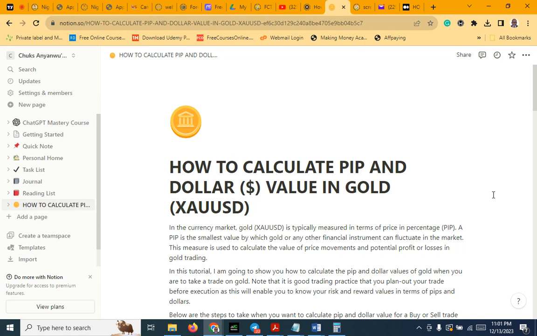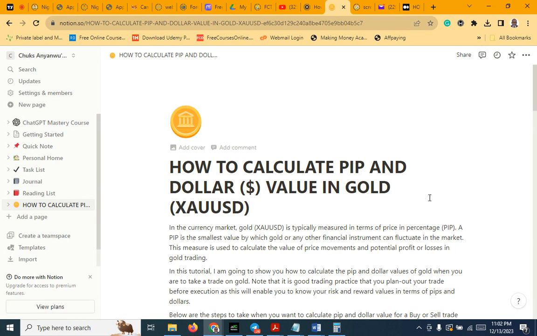not about the trades. I'm going to do a separate video to review what has happened in the past couple of days on gold. But today, the topic I have for you is how to calculate pips and dollar value in gold, because I've noticed that a lot of people have difficulties doing this.